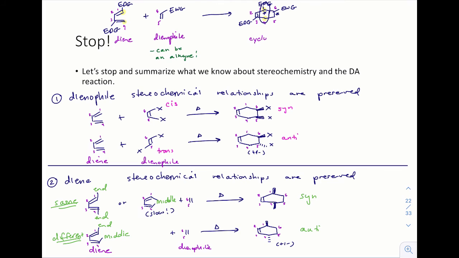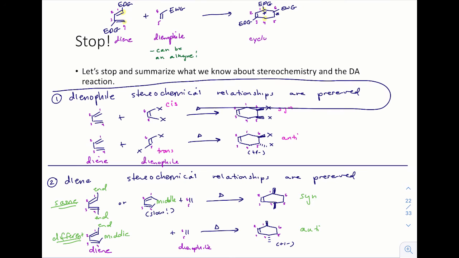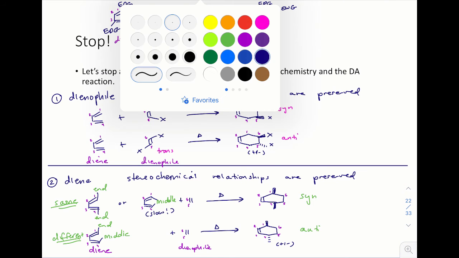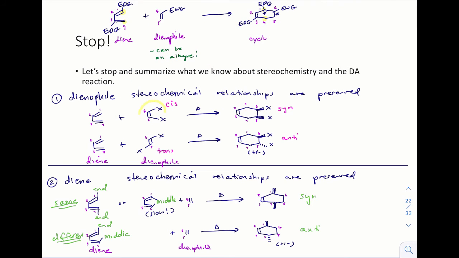Those carbons 1 and 4 and 5 and 6, they have relationships to each other that are defined and that we must learn. We first learned that dienophile stereochemical relationships are preserved. In other words, when the cis alkene, the cis dienophile, reacts with a diene, that relationship between the two X groups is retained in the product. Cis leads to syn. Conversely, trans leads to the anti product.